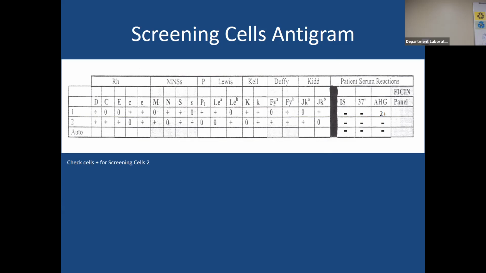Notice that screening cell number 1 is heterozygous, positive for Kel and positive for Chelano. And then positive homozygous for Duffy B, negative for Duffy A. Homozygous positive for JKB and JKA. Does everybody understand homozygous versus heterozygous?